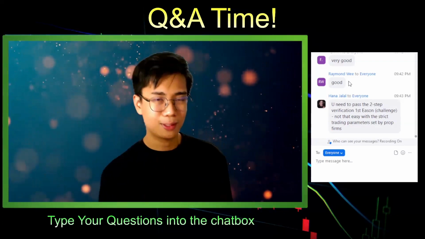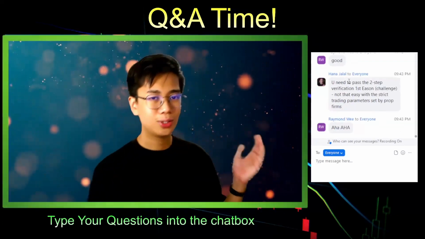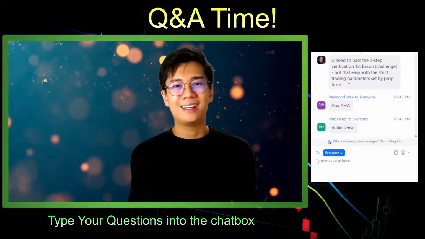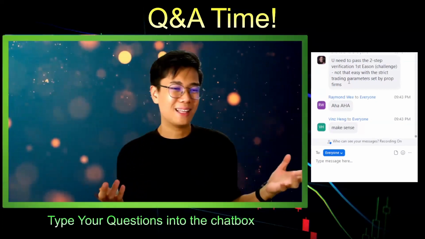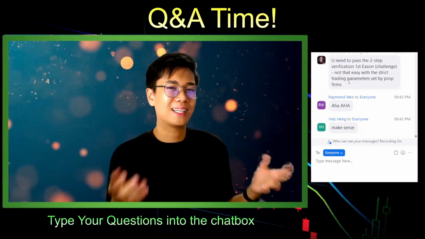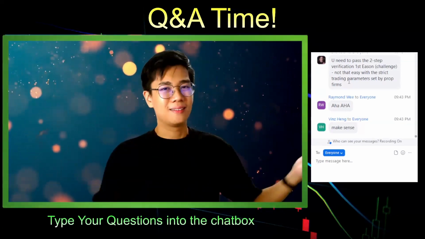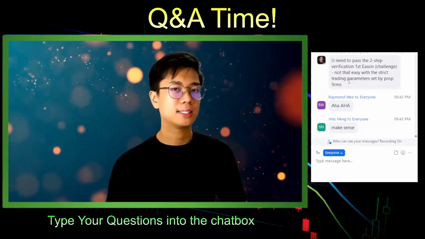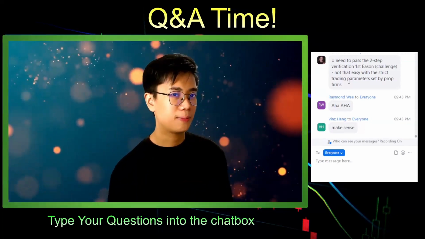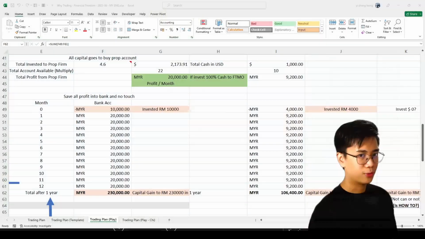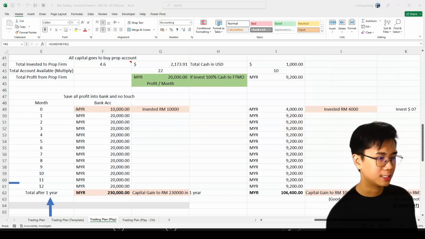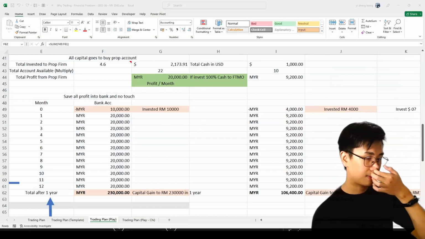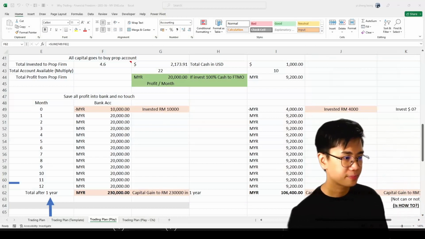So if it's possible, right? You guys use a robot to trade and at the same time semi-auto trade this trade, that trade. How can even a bot justify whether this is a human or this is a bot? We strategize to scatter this all around. You need to pass the step 2 verifications. The first challenge is not that easy, with strict trading parameters set by the prop firm.